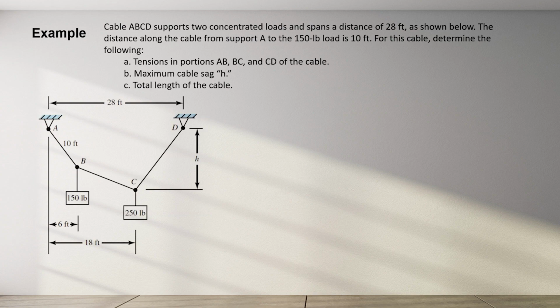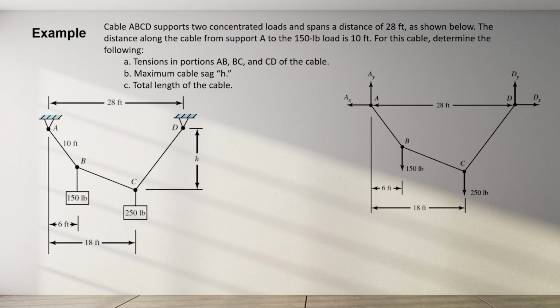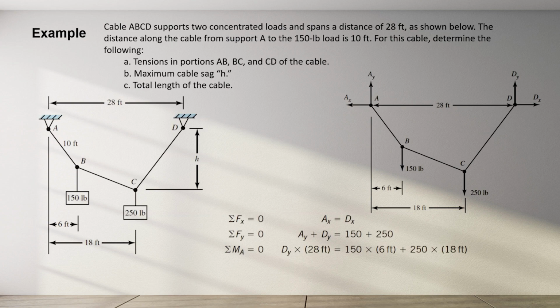For this cable, determine the following: the tensions in portions AB, BC, and CD of the cable, the maximum cable sag H, and the total length of the cable. The first step, as always, is to draw your free body diagram and apply your equilibrium equations to find whatever you can from the forces. We have 4 unknown forces here, so this problem is going to be an indeterminate problem. Let's find the expressions for the values that we can.